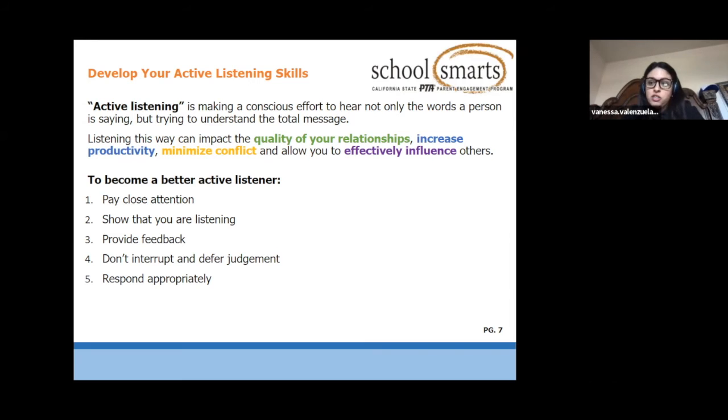So as long as we're trying to be conscious and doing most of these things, paying close attention, you know, your eye contact, very important to not interrupt. As long as we're trying to be conscious and trying our best every day to improve on these things, then we are only helping ourselves with improving our communication skills.